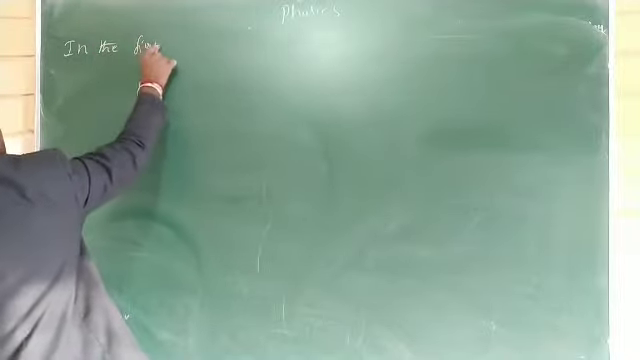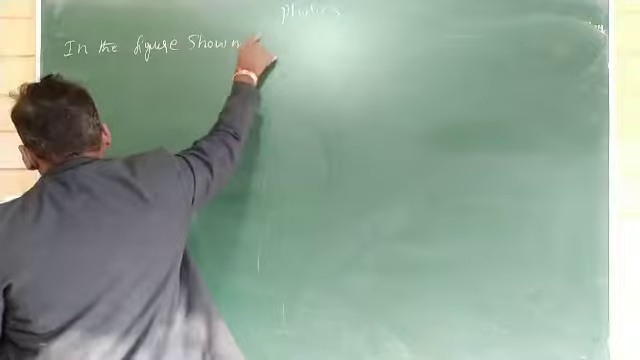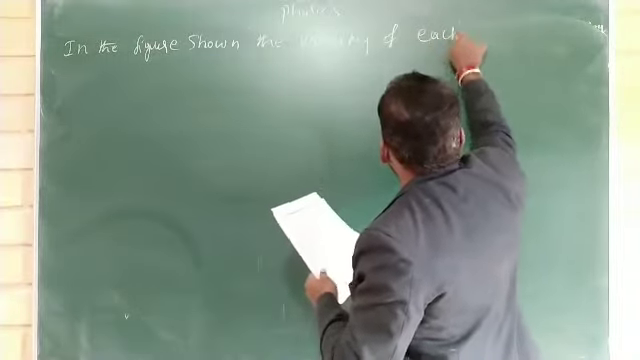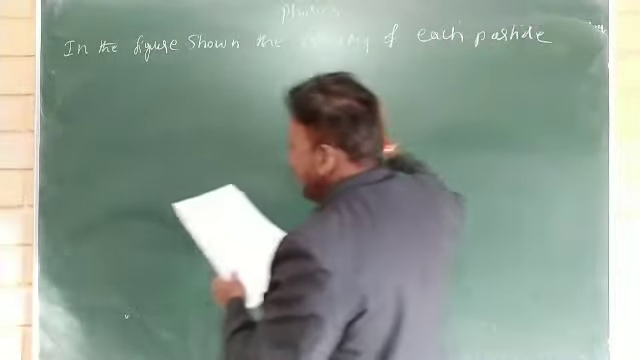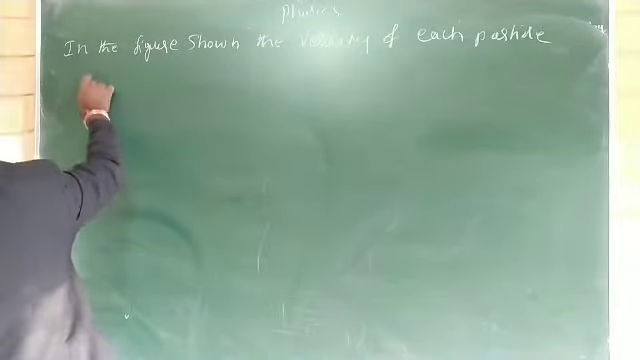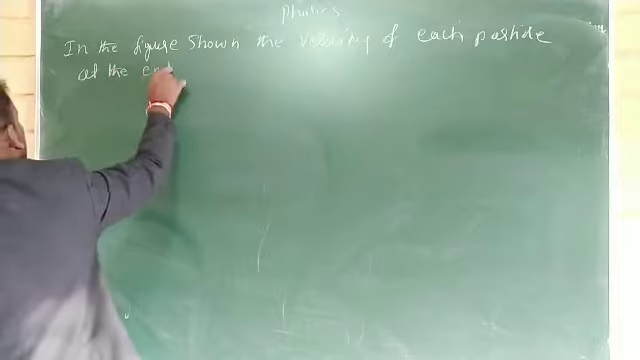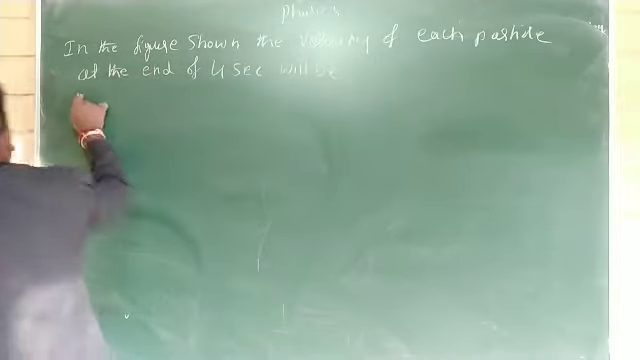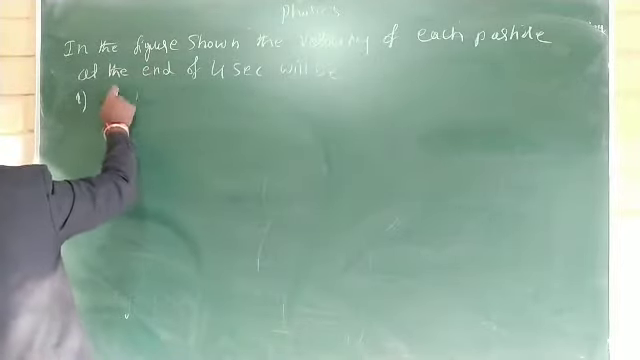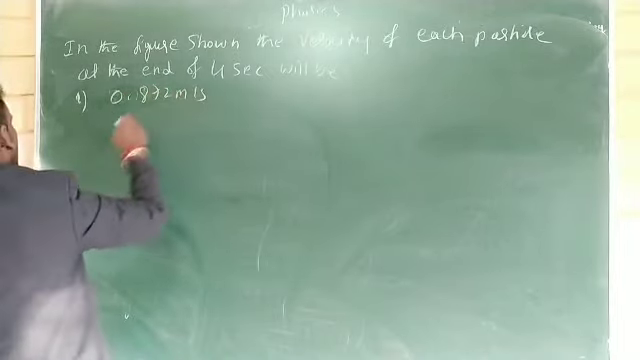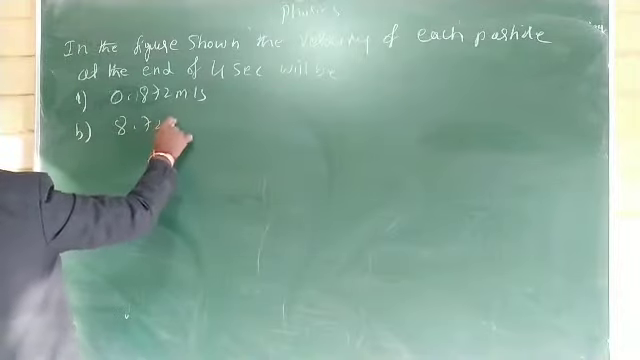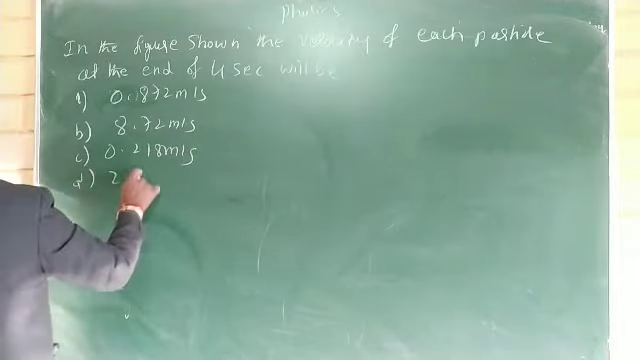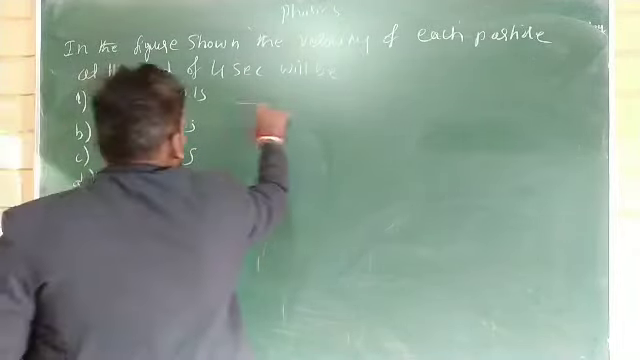In the figure, show the velocity of each particle at the end of 4 seconds will be: option A 0.872 meter per second, option B 8.72 meter per second, option C 0.218 meter per second, option D 2.18 meter per second, and the figure is like this.